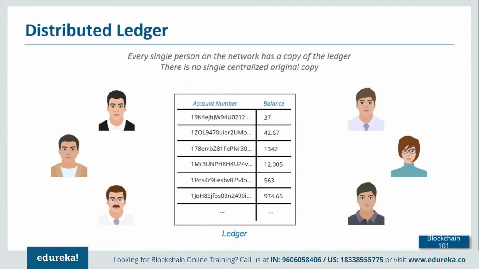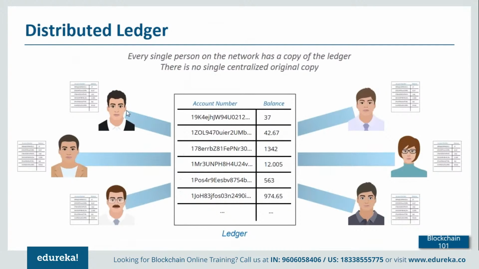Now, as I had mentioned here, we use a distributed ledger. What I mean by a distributed ledger is that everyone who's part of the system gets a copy of the ledger. And there's no central ledger existing, because it's distributed across everyone who's part of the blockchain system.